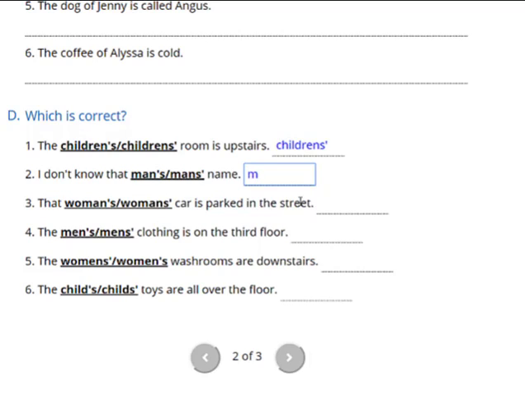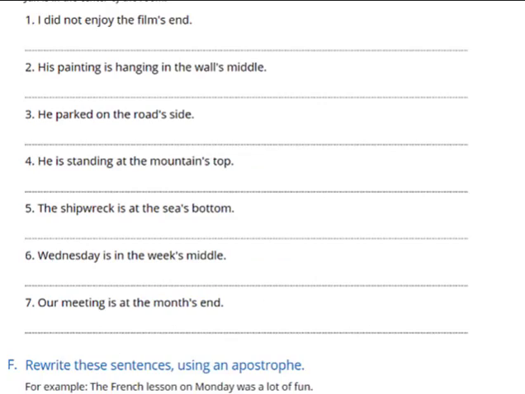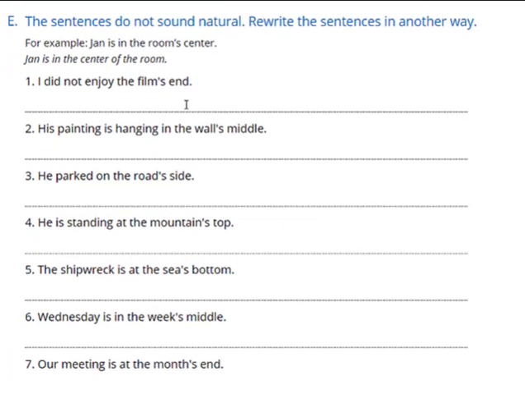Anyway, I hope you found this helpful. Let me know if you guys have any questions. Let's look at the homework one more time. And just rewrite the sentence again. Jan is in the room center. Jan is in the center of the room.